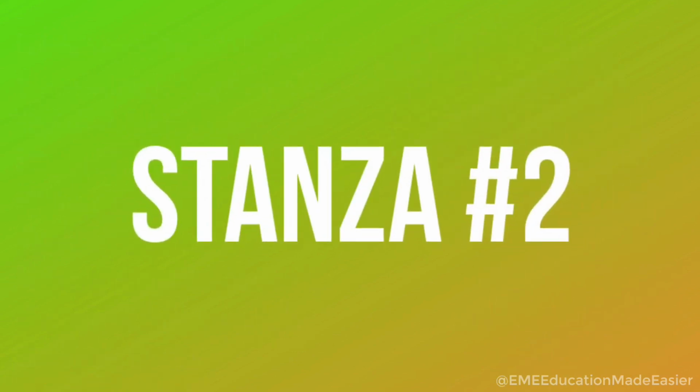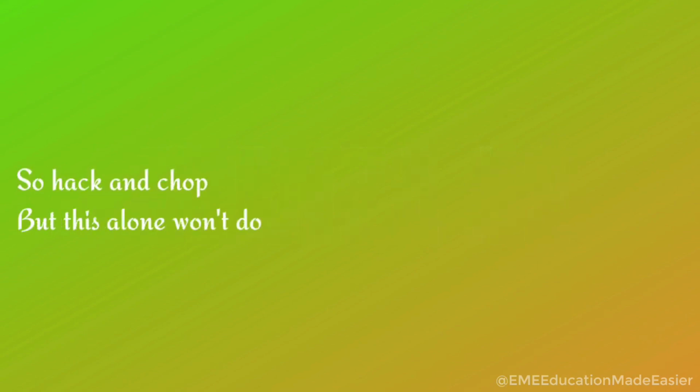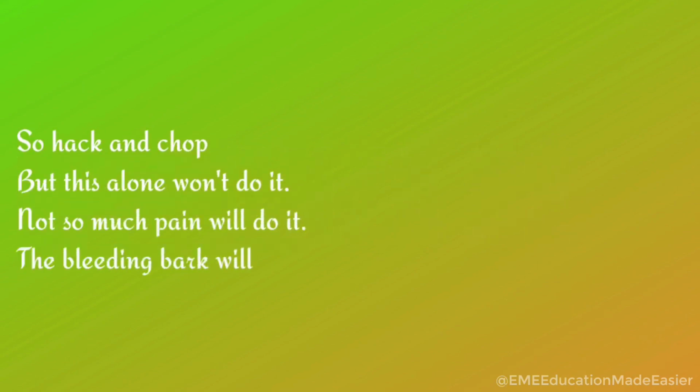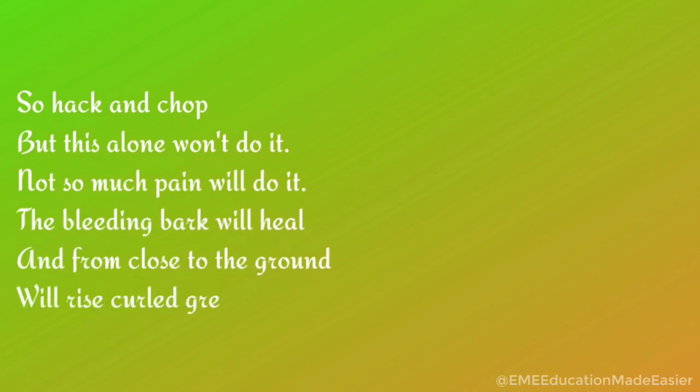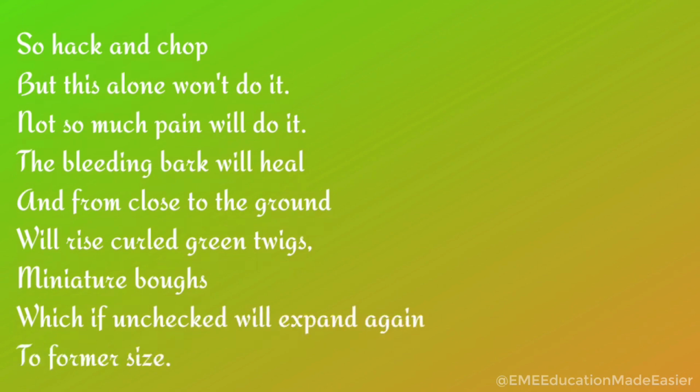The second stanza says, So hack and chop, but this alone won't do it. Not so much pain will do it. The bleeding bark will heal, and from close to the ground will rise curled green twigs. Miniature boughs, which if unchecked, will expand again to former size.